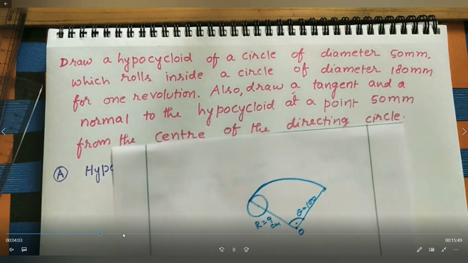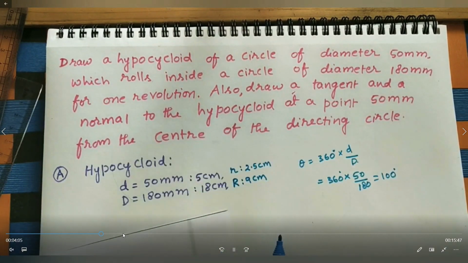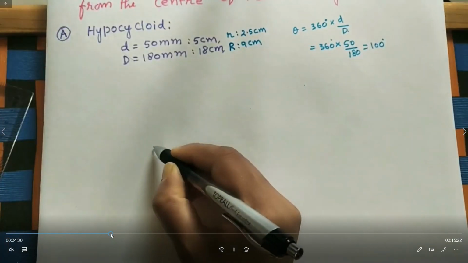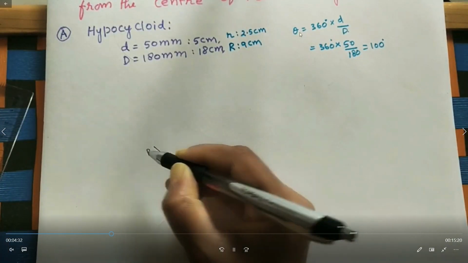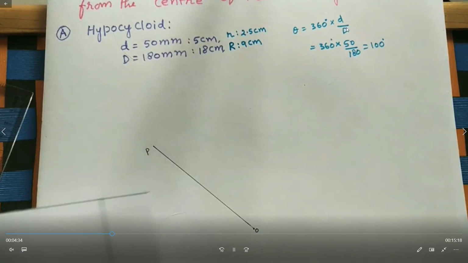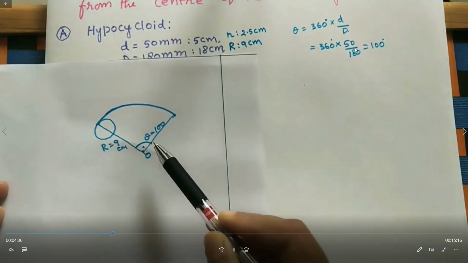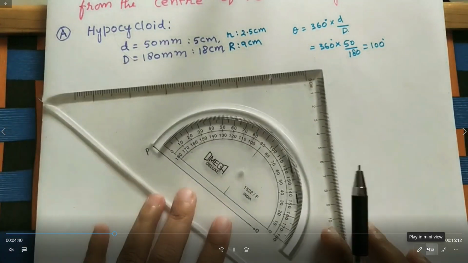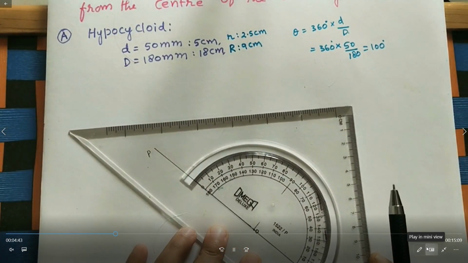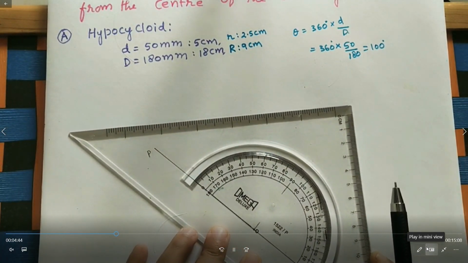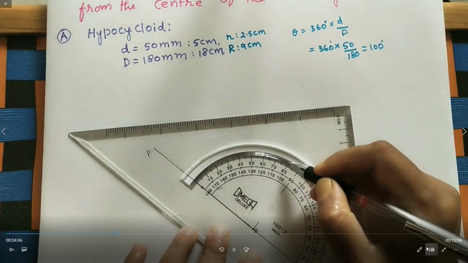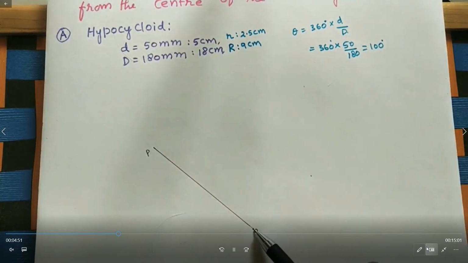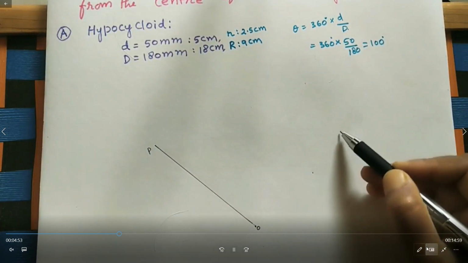Here, so we know the problem, angle theta is equal to 360 into small d by capital D, 360 into 50 divided by 180 equal to 100. So we draw, at your convenience, one line. On that line, with the help of the protractor, we take 100 degrees.